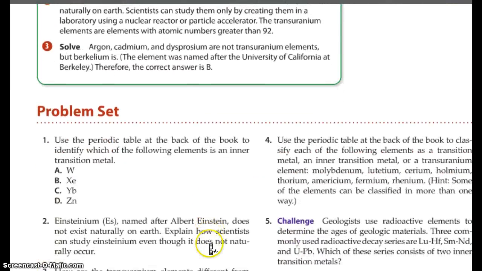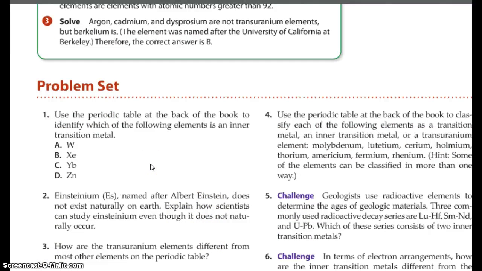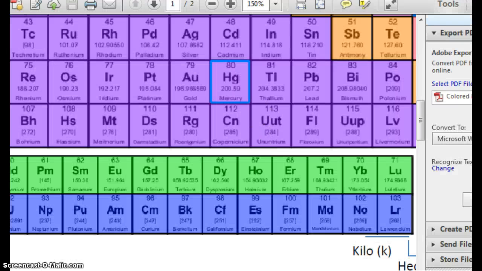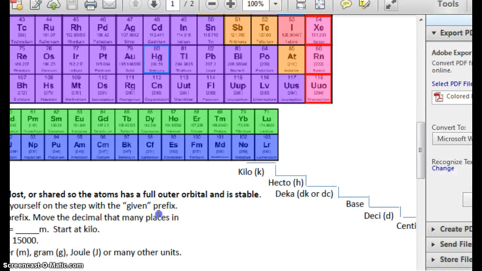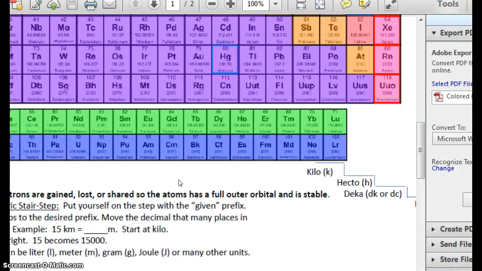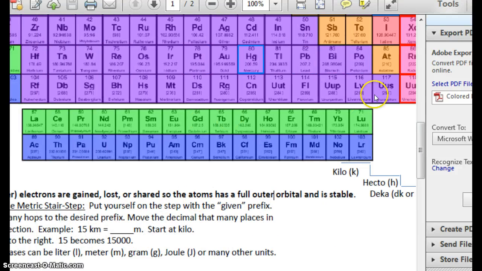All right. Use the periodic table to identify which of the following elements is an intertransition metal. Again, hopefully you know all your intertransition metals are the ones below the periodic table. So they are all the ones down here.